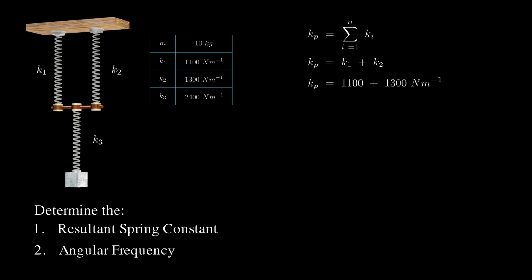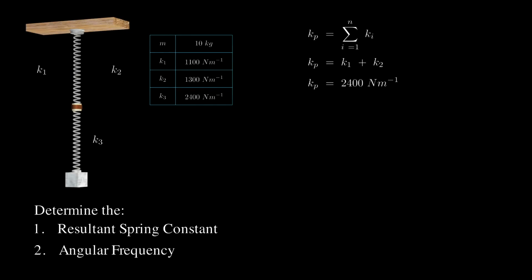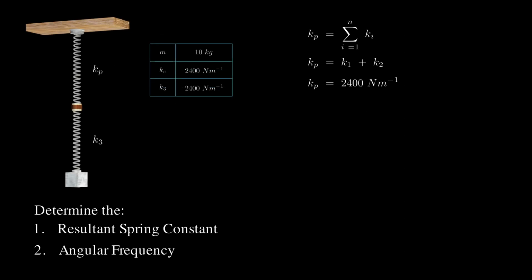After applying the formula, we determine that the resultant stiffness of the two parallel springs is 2,400 newtons per meter. This value represents the effective stiffness, when the parallel springs are considered as a single unit. Subsequently, we proceed to analyze the two springs arranged in series. By applying the derived formula to this configuration of springs, we determine the resultant spring constant for the series arrangement. This calculation yields a value of 1,200 newtons per meter, representing the combined stiffness of the series connected springs.